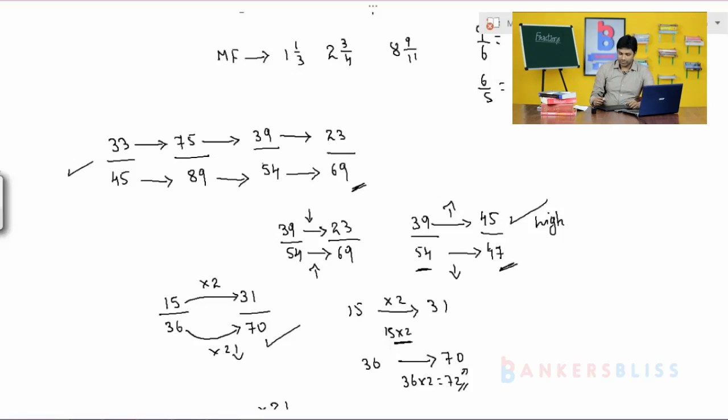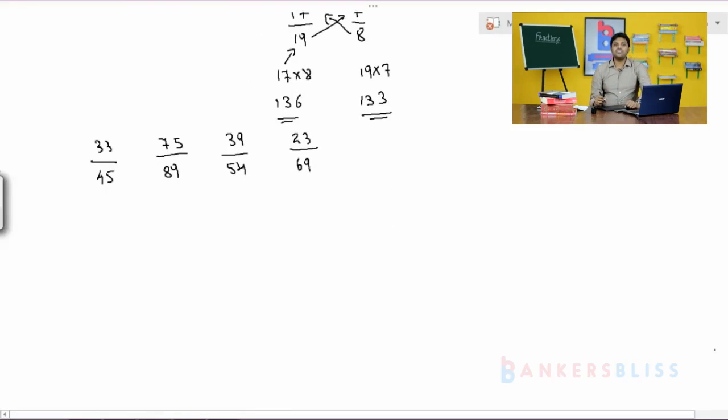Consider the above example we have taken: 33 by 45, 75 by 89, 39 by 54, 23 by 69. Now consider the same example. We have to identify which is the greater among these fractions. Go through the fractions. For the last two fractions, the numerator is decreased and the denominator is increased. As I had told, the resultant fraction value will be less. Therefore 23 by 69 is less, so this cannot be the highest one.